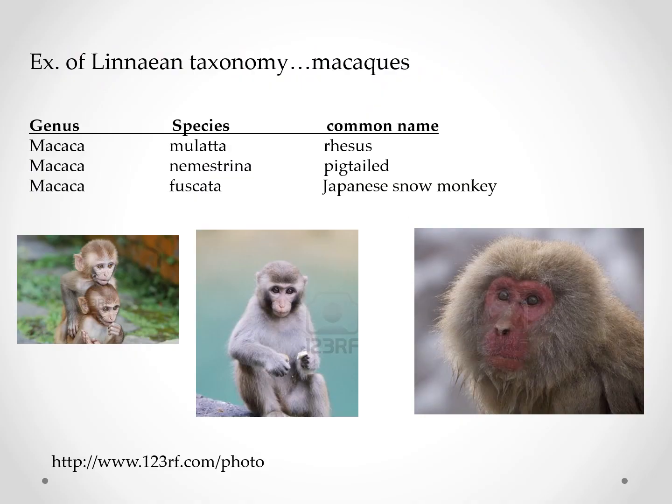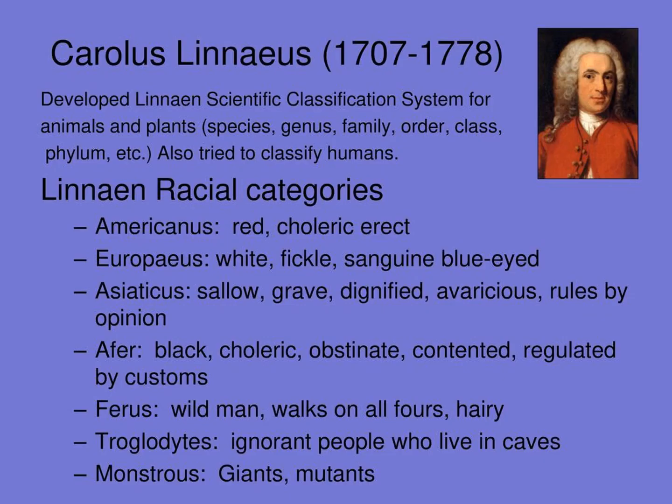So this is just showing you an example of the Linnaean taxonomic system for macaques. We have the genus Macaca, the species name mulatta, and then the common name Rhesus, right? So if we have Macaca mulatta, we're looking at the Rhesus macaques. If we have Macaca nemestrina, we're looking at the pig-tailed macaques. If we have Macaca fuscata, we're looking at the Japanese snow monkeys.